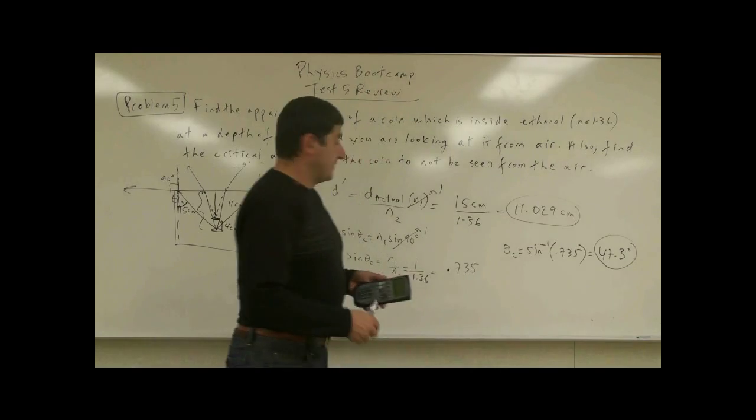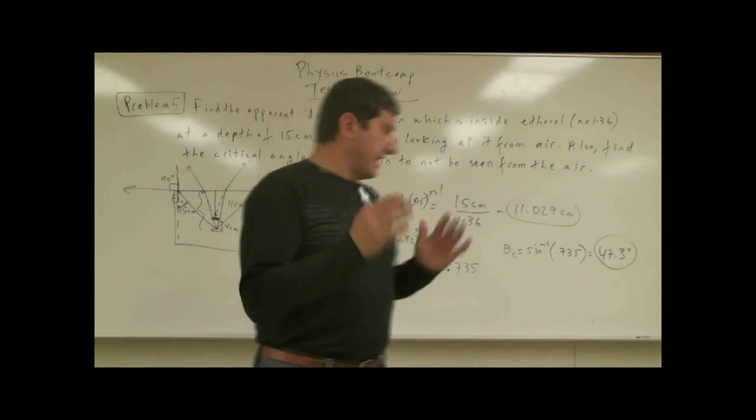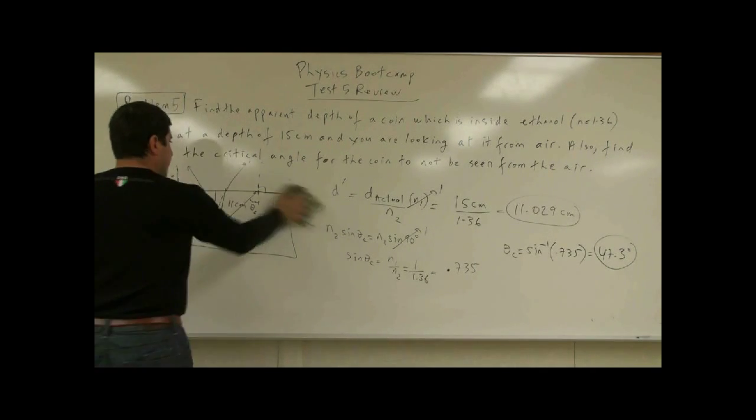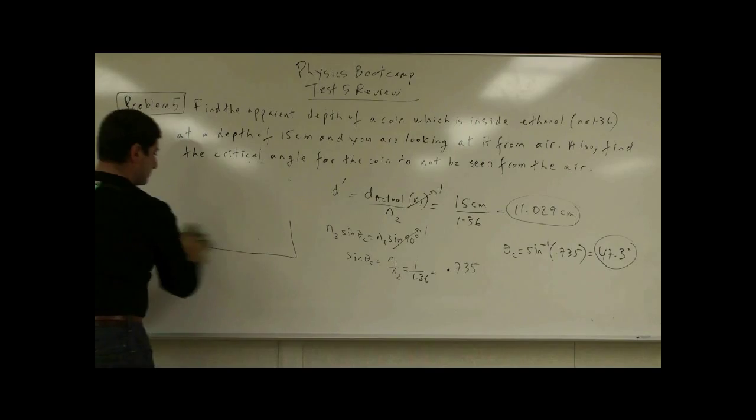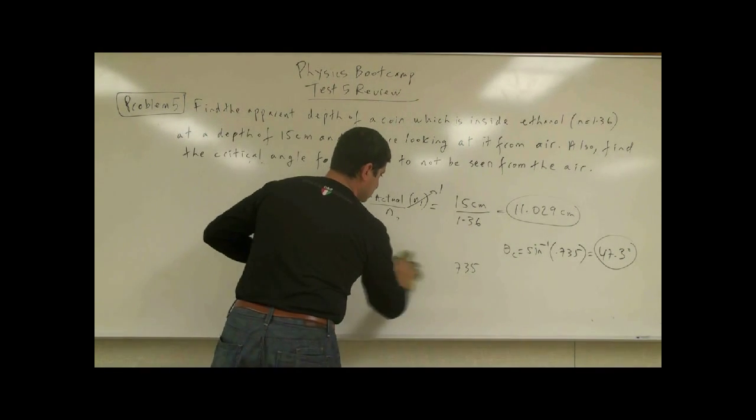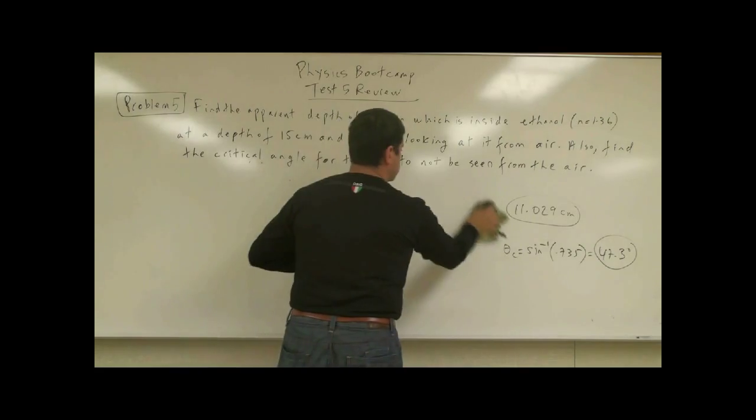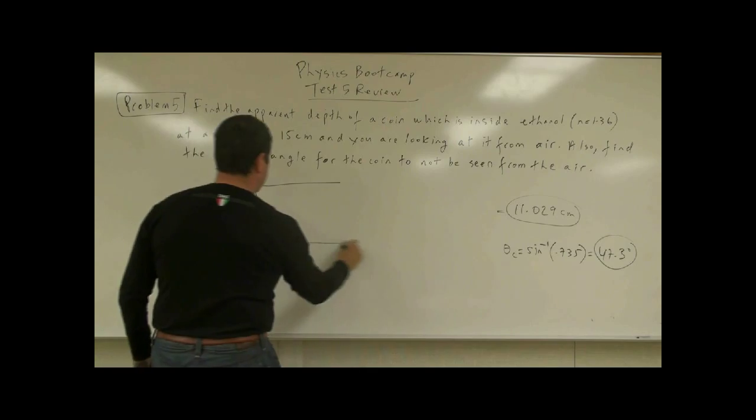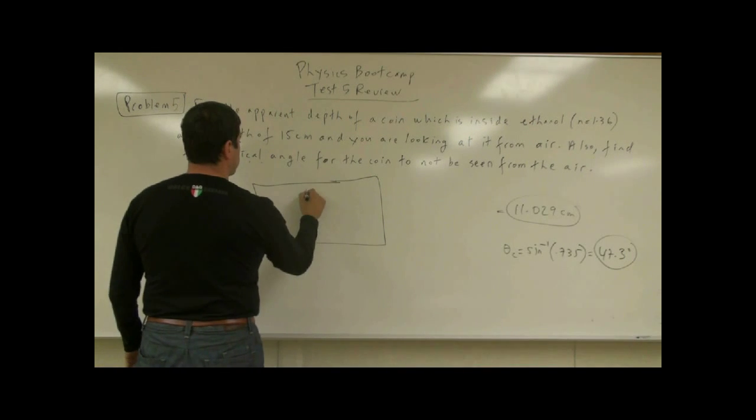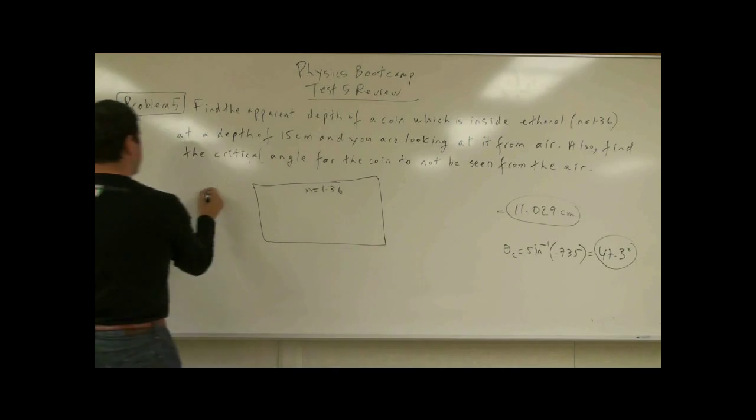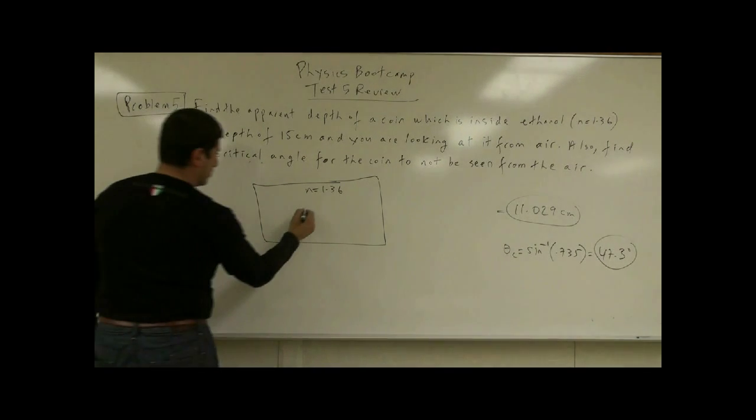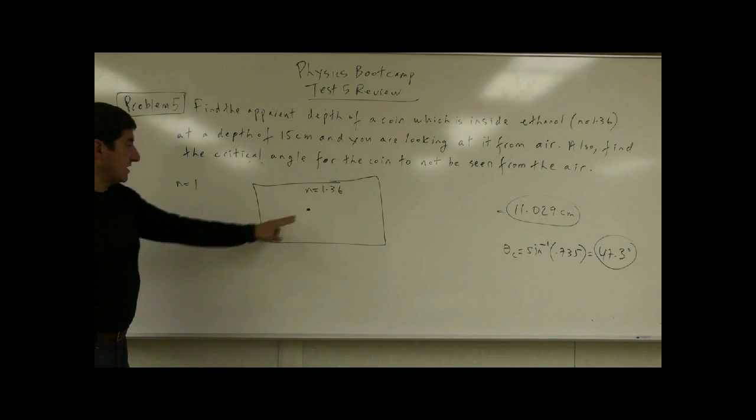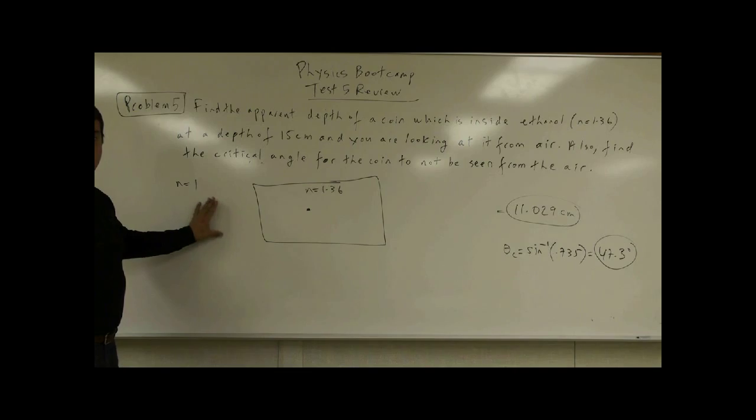Okay? Now, let's actually analyze this apparent depth concept in a little more detail. Let's draw it kind of horizontal so you can see it a little better. So you have a certain medium here, index of refraction 1.36. You have another medium, index of refraction 1. You have an object here. We want to know where is the image of that object as displayed from here, right?